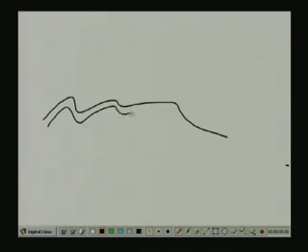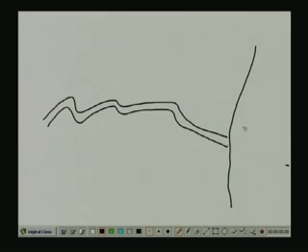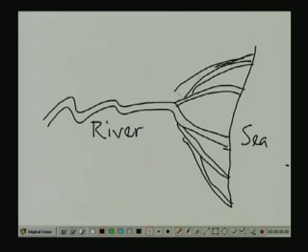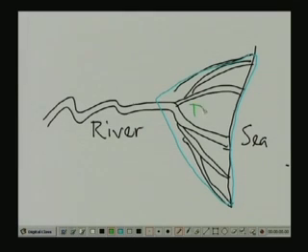Now, let us see what we mean by a delta. When a river enters the sea, it bifurcates into several different smaller streams before entering the sea. This type of triangular area through which those smaller streams crisscross before entering the sea is called the delta. So, this is a delta.